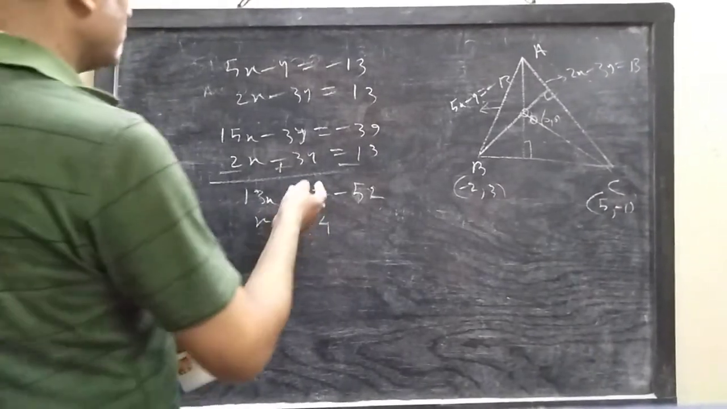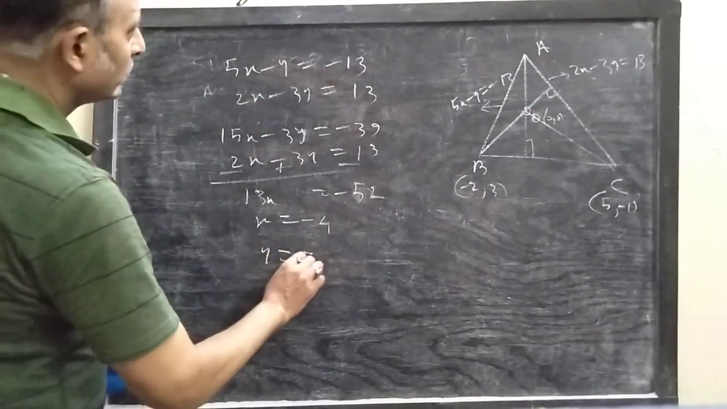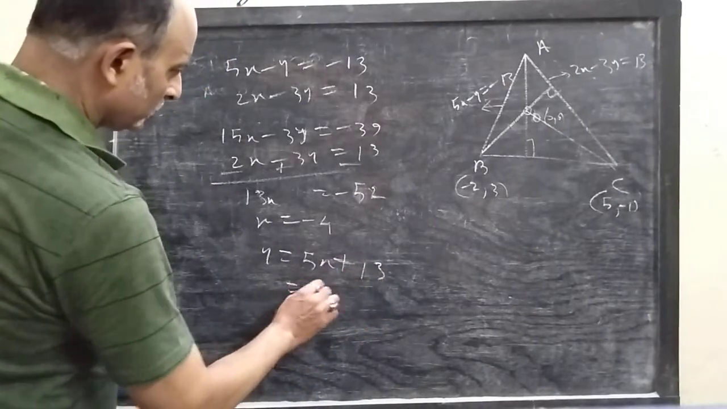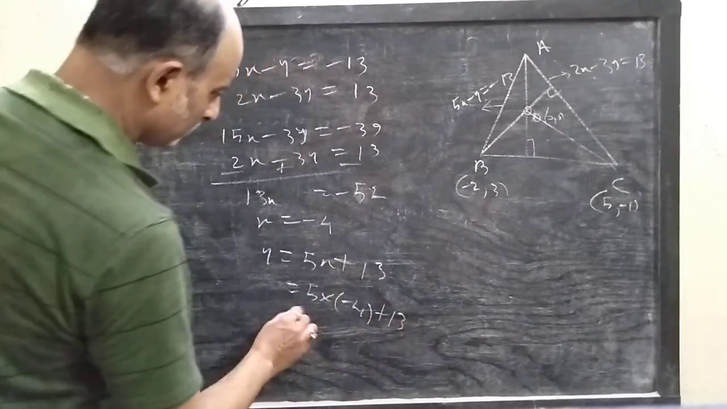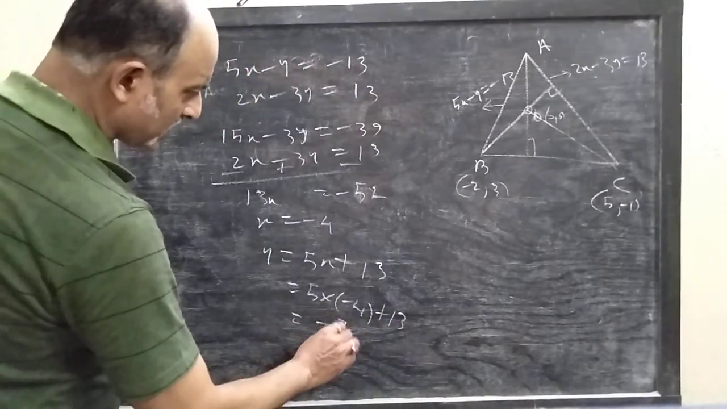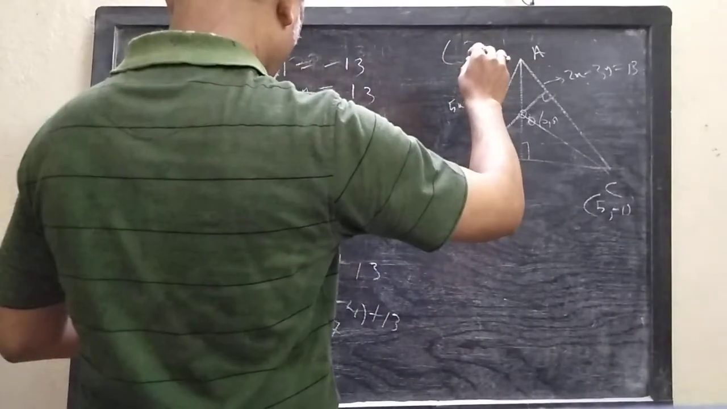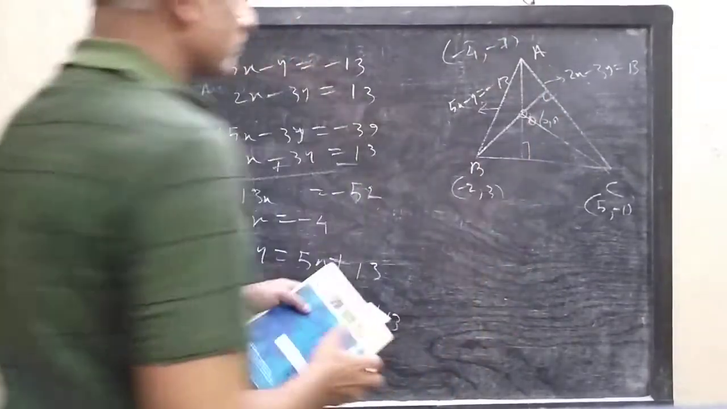So just put x equals minus 4 here. You get y equals 5x plus 13. So 5 into minus 4 plus 13, minus 20 plus 13, that is minus 7. So the coordinates of A will be (minus 4, minus 7).